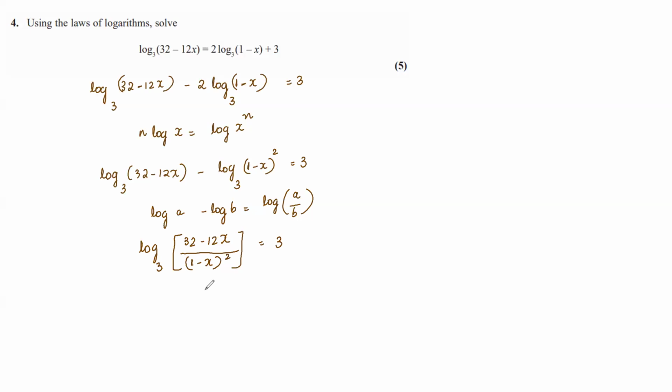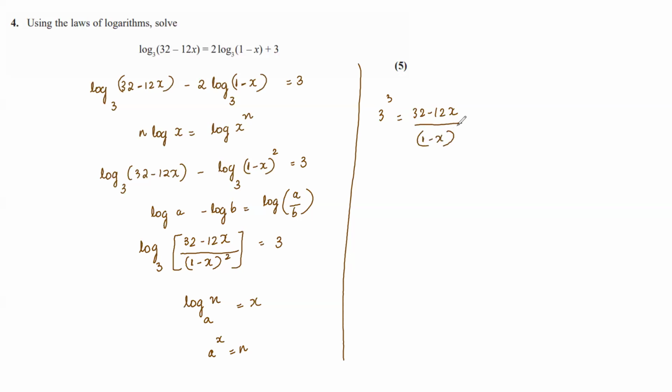Converting logarithm to exponential: if log n to the base a is equal to x, then a to the power of x is equal to n. Using this conversion, we can say that 3 to the power of 3 is equal to (32 minus 12x) divided by (1 minus x) the whole square. 3 to the power of 3 is 27.